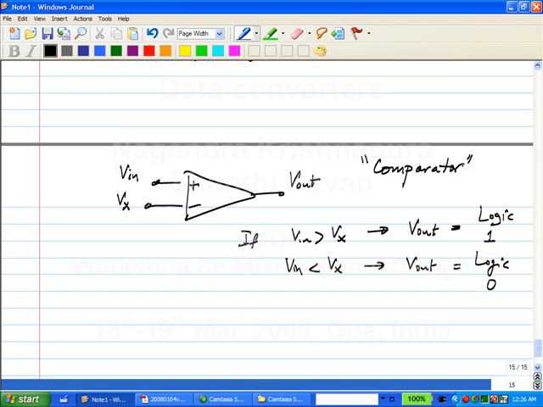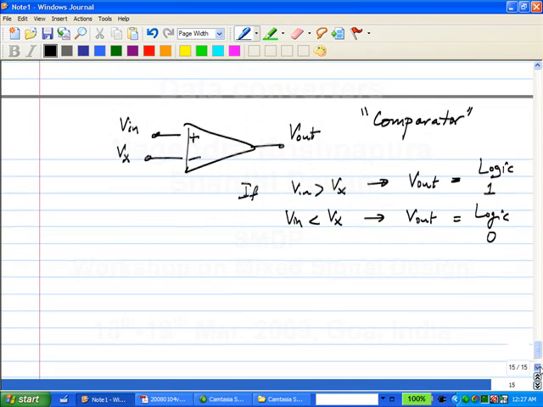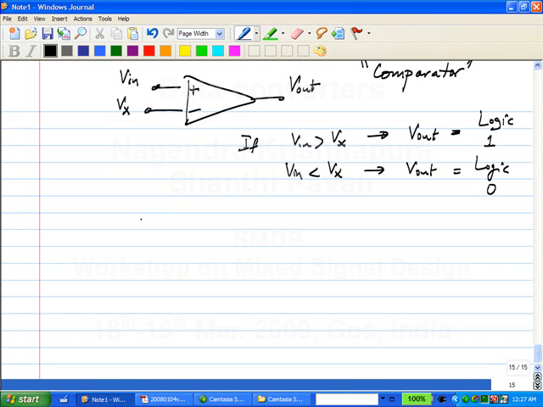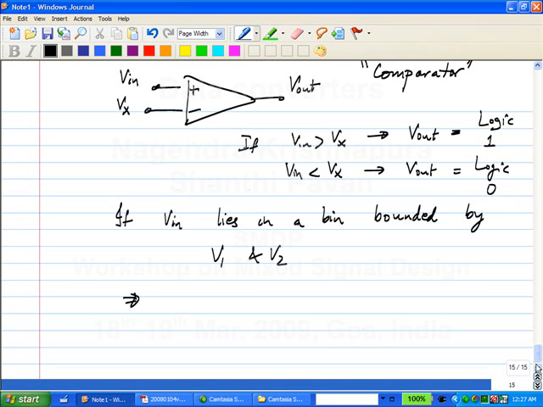Okay. Now, given that we have these things, how would we use these elements to do an A to D conversion? So clearly, in other words, what we want to do is we want to figure out if the input lies in a certain bin. Correct? In other words, we want to find out if Vin lies in a bin bounded by V1 and V2, okay? This is the question we are trying to answer.